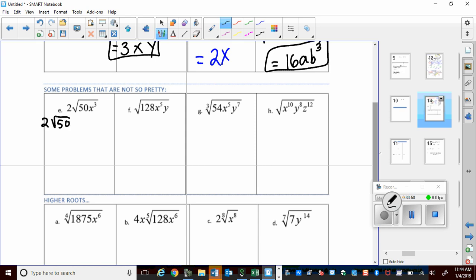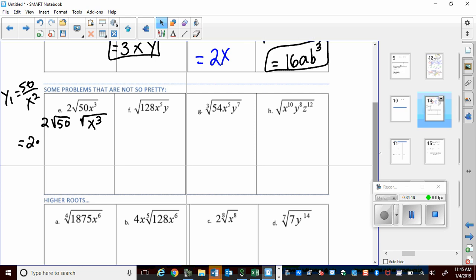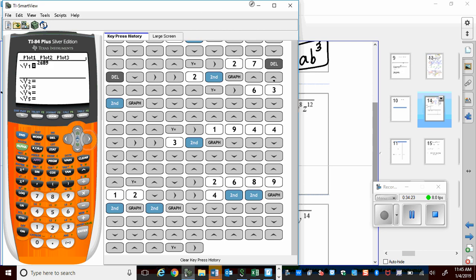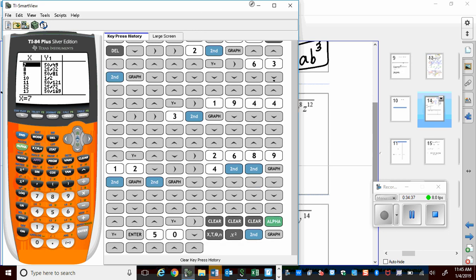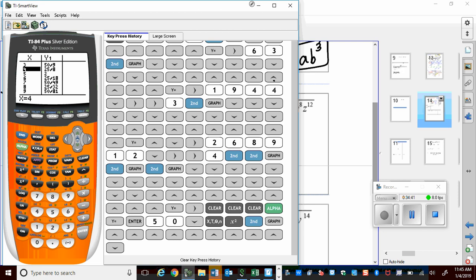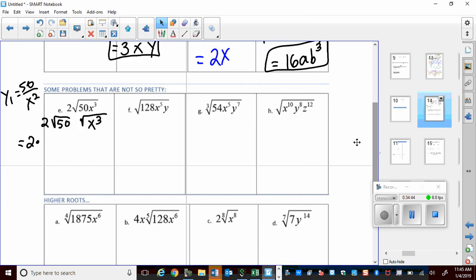Square root of 50. So in my graphing calculator, I'm going to put y1 equals 50 over x squared, and then I'm going to evaluate x cubed. And I'm going to get 2 times something. So I'm going to go to y1 in my graphing calculator, clear this whole thing out, alpha y equals, enter, 50 over x squared. We're looking for the smallest y1. And so far I see fractions, so I'm just going to go up, and it looks like 5 square root of 2. That's what my radical is. It's times 5 square root of 2.